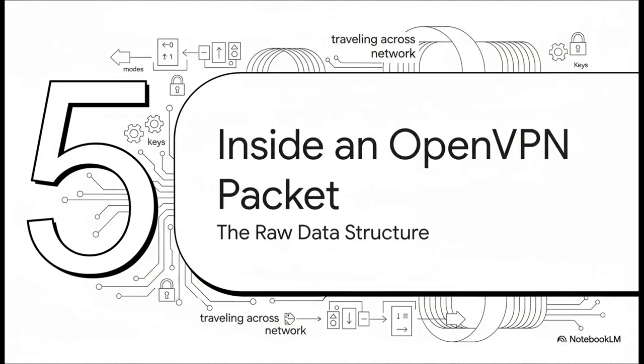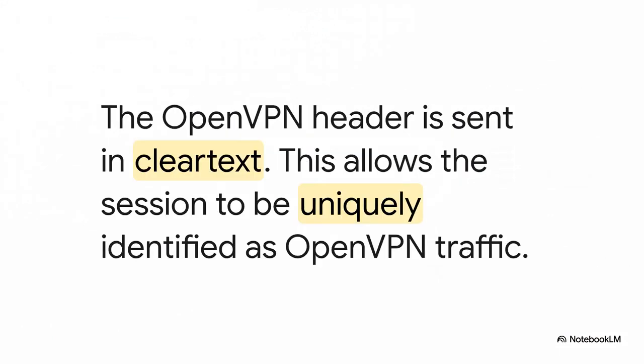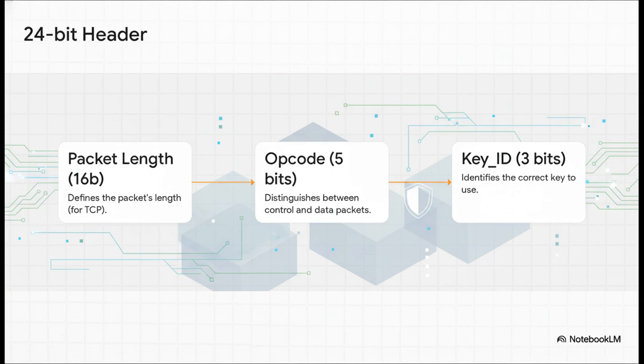All right, you ready for this? We're going in. We've talked about tunnels, modes, and keys. Now let's rip open a single OpenVPN packet and see what it actually looks like as it flies across the internet. And right away, here's something that might surprise you. While all your data, the actual payload of the packet, is locked down tight with encryption, the OpenVPN header itself is not. It's sent in plain text. This means a network can see that you're using OpenVPN, but it has absolutely zero idea what's inside that packet.